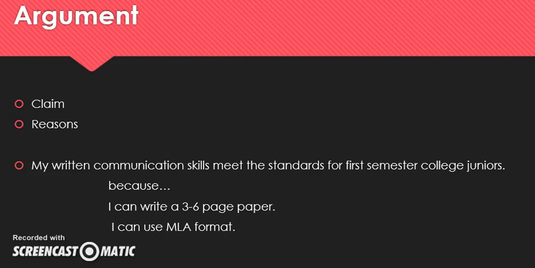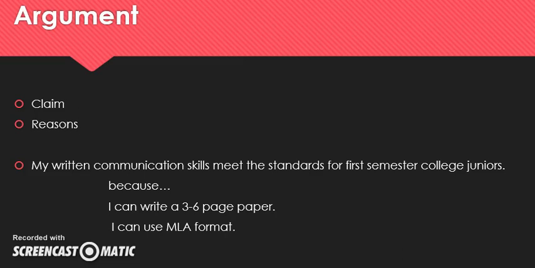Okay, so let's look at written communication. This is the basic argument that you're making for each one of the core skills or program outcomes. Starting with written: my written communication skills meet the standards for first semester college juniors. So anyway, you are in your sophomore year, last semester. You're getting ready to transfer to university or possibly get a job. And so your skills should be at that first semester junior level.